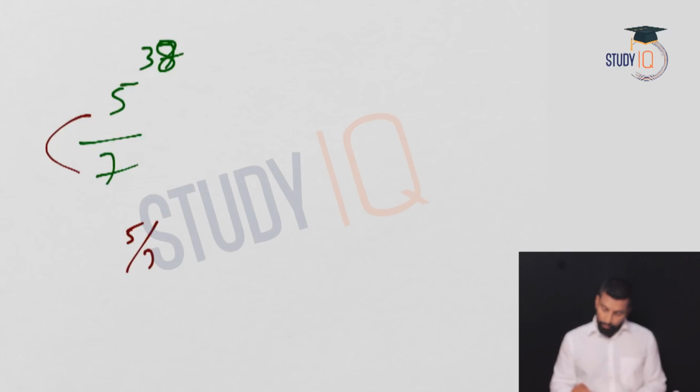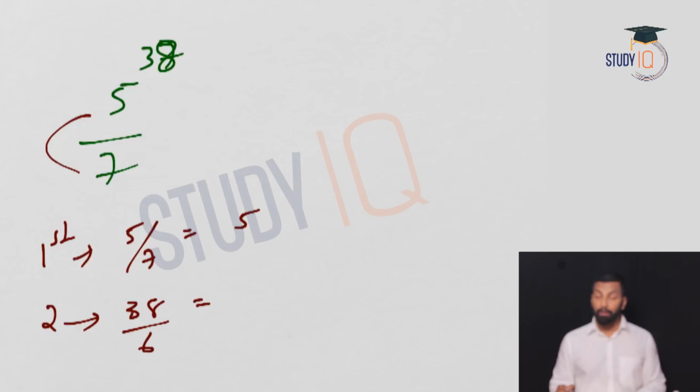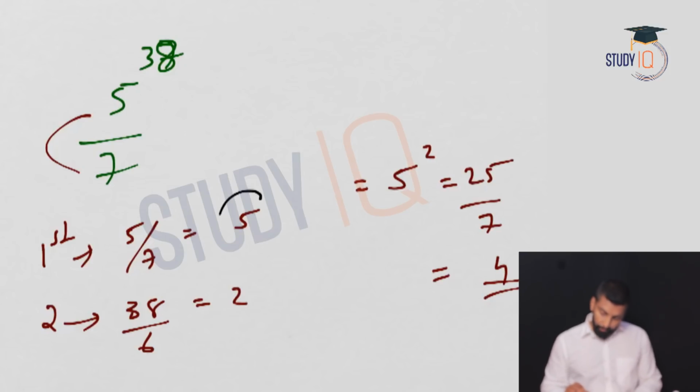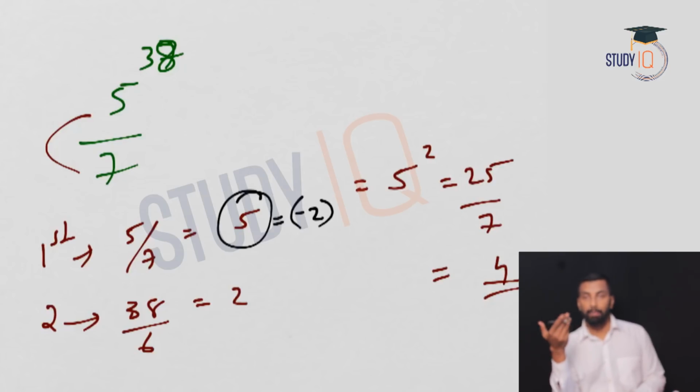Let me give you another question. 5 and 7 are coprimes. Let me write any power. You write 37, or if you want, you write 38. So 2 steps. What are the 2 steps? 5 by 7, what is the remainder? 5. This is the first step. Step 2, 38 by Euler's number of 7, that is 6. What is the remainder? 2. So you can write 5 raised to 2, that is 25, which is greater than the divisor. So divide by the divisor again, you get remainder 4. Or when you write 5 by 7 remainder 5, you can write it as minus 2. Instead of writing 5, you can write minus 2.